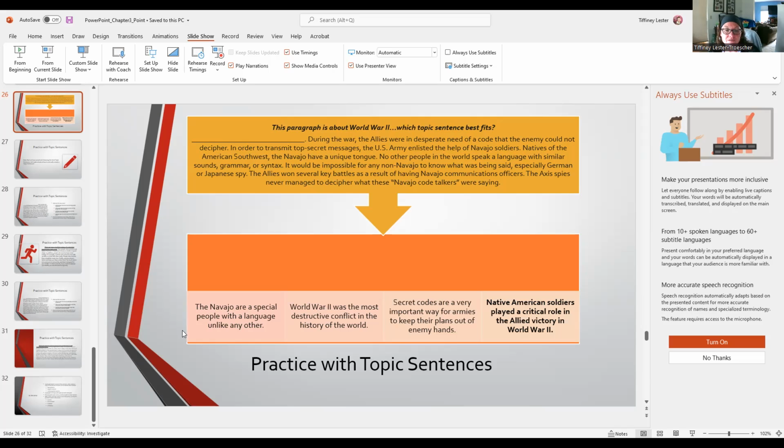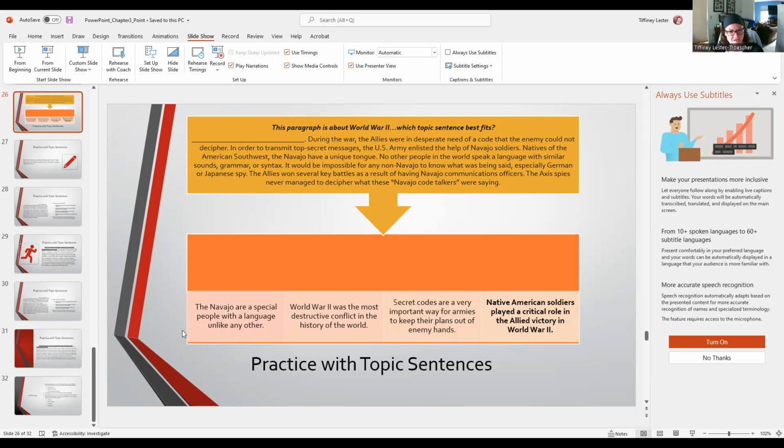How about World War II was the most destructive conflict in the history of the world? No, because there's nothing else in this paragraph that discusses how it was the most destructive conflict in the history of the world. So that was definitely out. How about secret codes are a very important way for armies to keep their plans out of enemy hands? Well, again, that's the other kind of part about this paragraph.